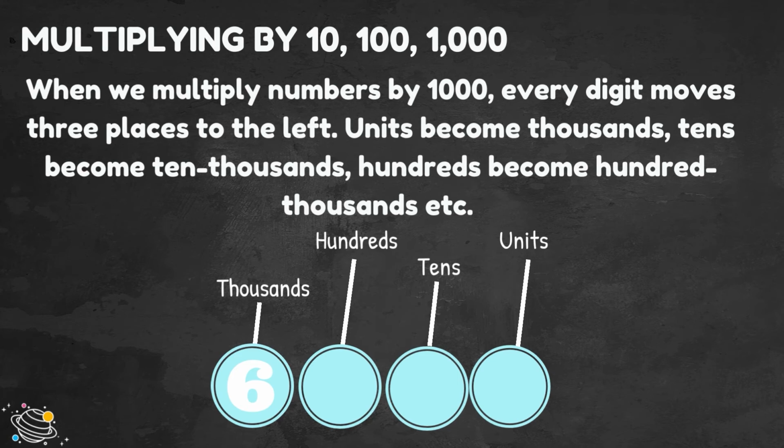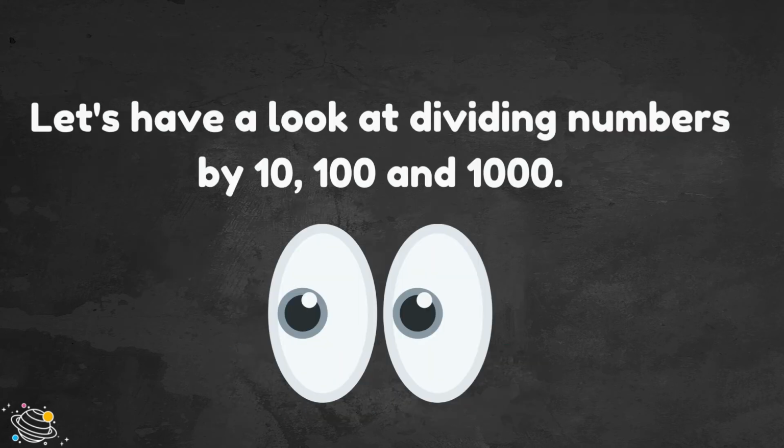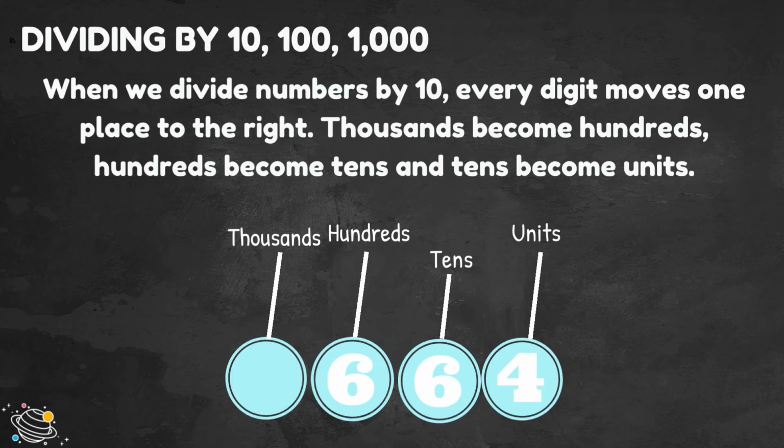When we multiply numbers by 1,000, every digit moves 3 places to the left. Units become thousands, tens become 10,000s, hundreds become 100,000s. Let's have a look at dividing numbers by 10, 100, and 1,000. When we divide numbers by 10, every digit moves 1 place to the right. Thousands become hundreds, hundreds become tens, and tens become units.